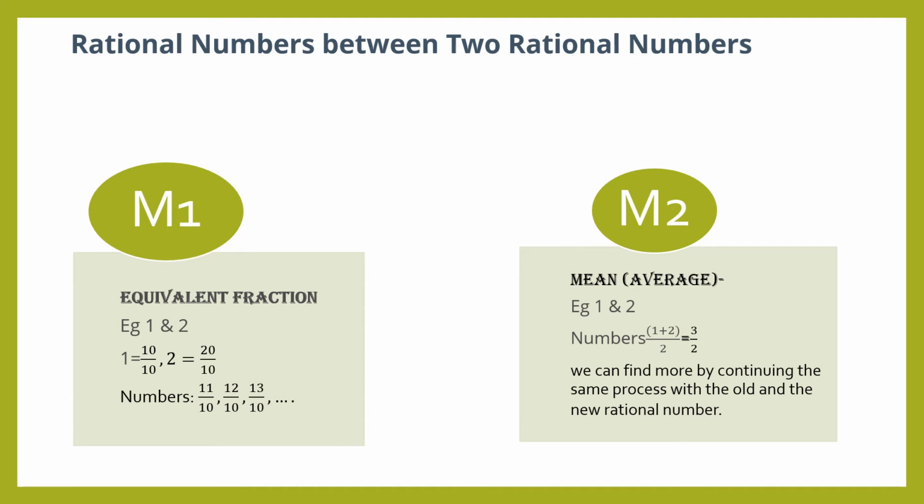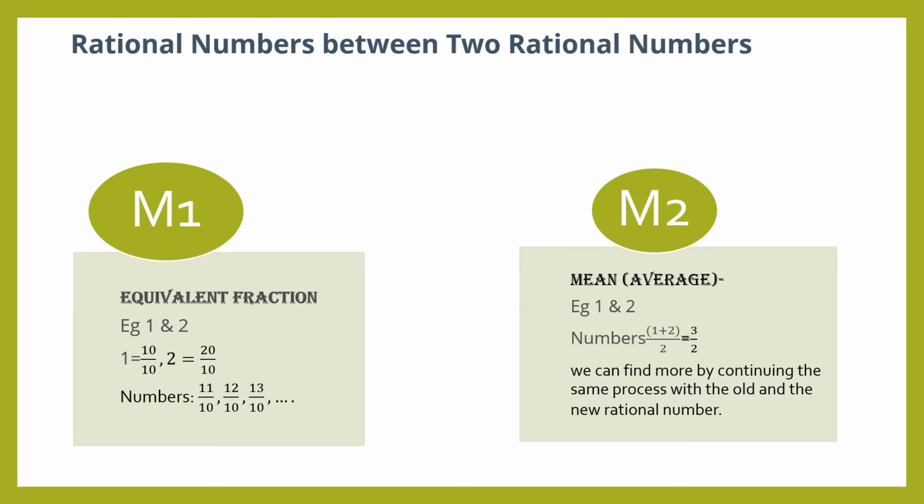So you will multiply both numerator and denominator of 1 by 10. So you will get 1 as 10 by 10. Similarly for 2 you will get 20 by 10. Now you can easily find out the numbers in between 1 and 2. It will be 11 by 10, 12 by 10, 13 by 10 and so on.